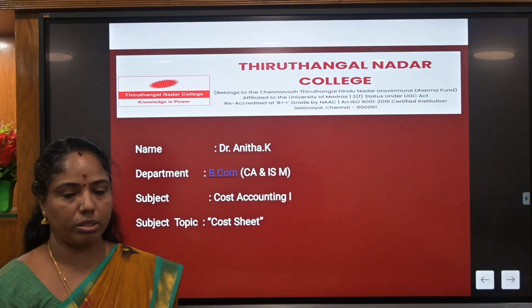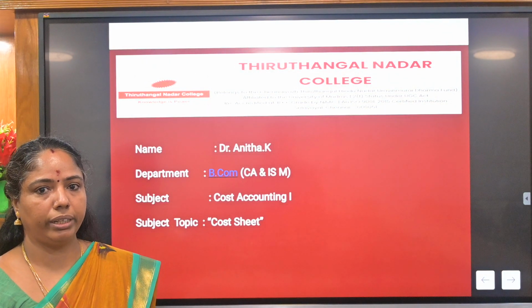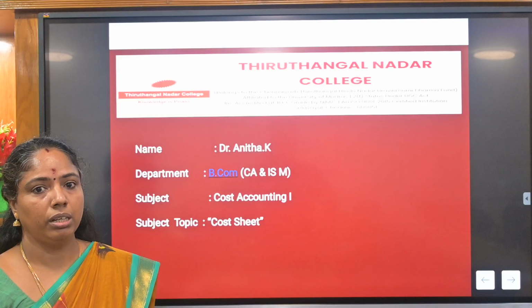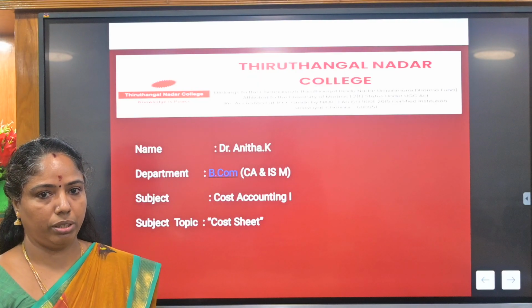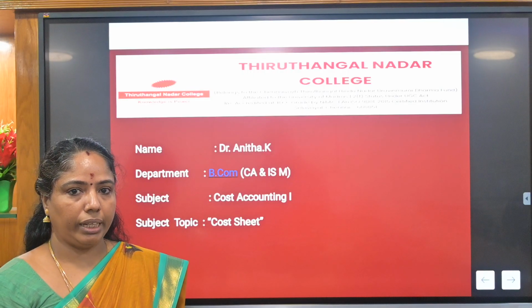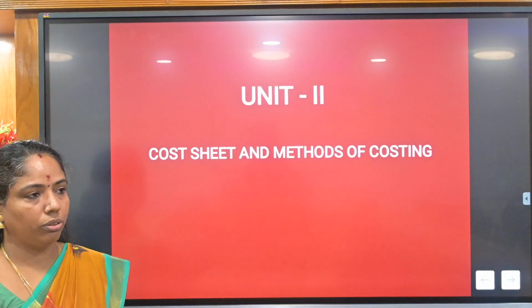It is called cost. For finding a product cost, we have to calculate all the expenses which are directly involved in production or indirectly involved in production. For that, we are calculating cost sheet. So, meaning of cost sheet.